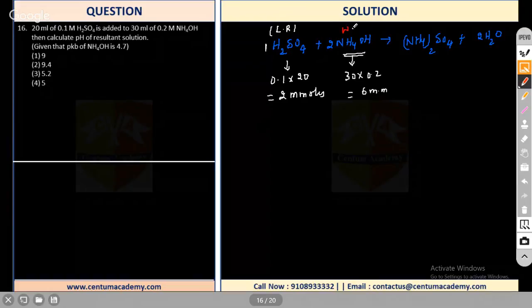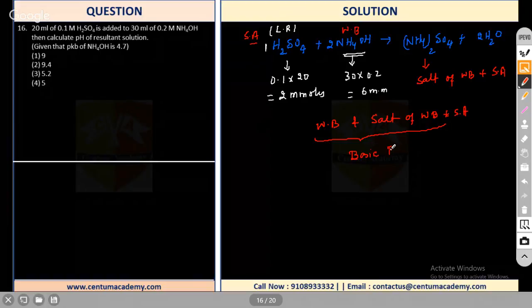What is the nature of this base? This is a weak base and this is a strong acid. So this salt is the salt of a weak base plus a strong acid. When the solution contains a weak base and a salt of weak base plus strong acid, this mixture we call a basic buffer, right? This is a basic buffer solution, and for that we know the POH value.